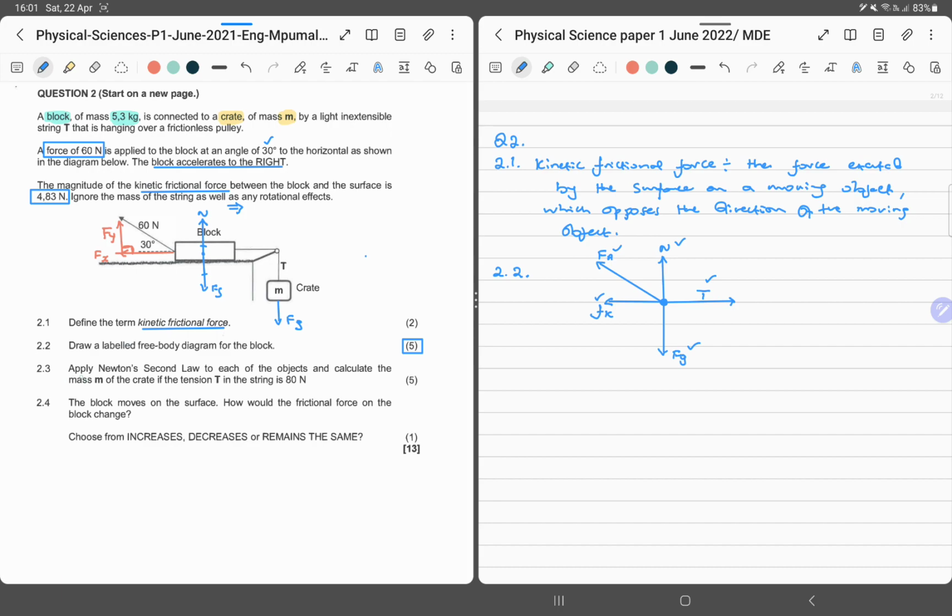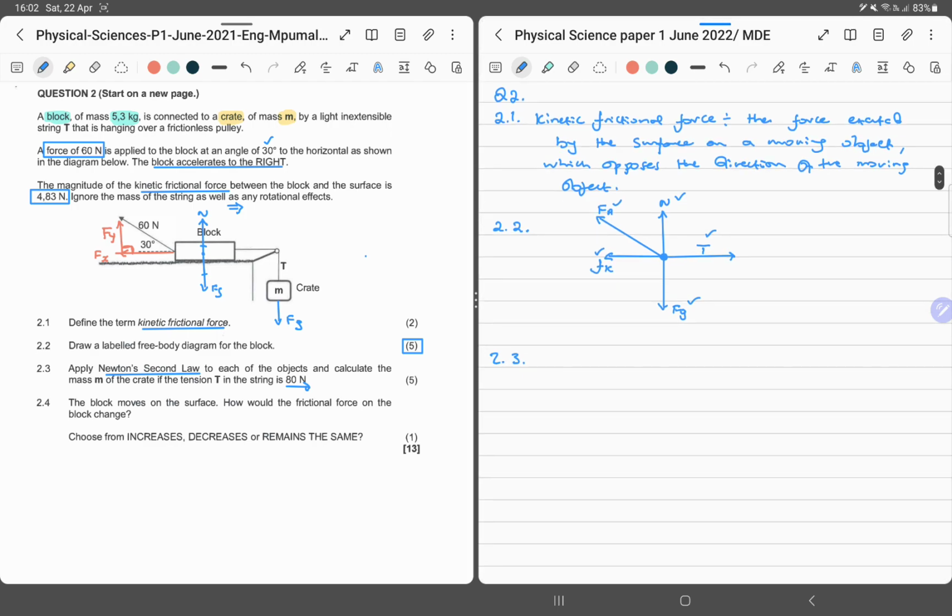Now we're told to apply Newton's second law to each of the objects and calculate the mass m of the crate if the tension in the string is 80 newtons. Okay, so that's very nice because they normally let you sweat on your own. So they're giving you a clue here on how to go about it. So let's consider the block. So what happens with the block?